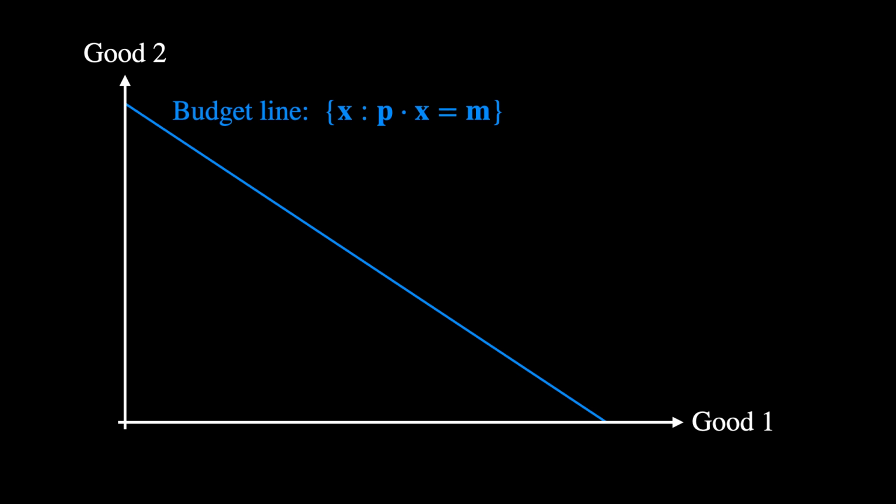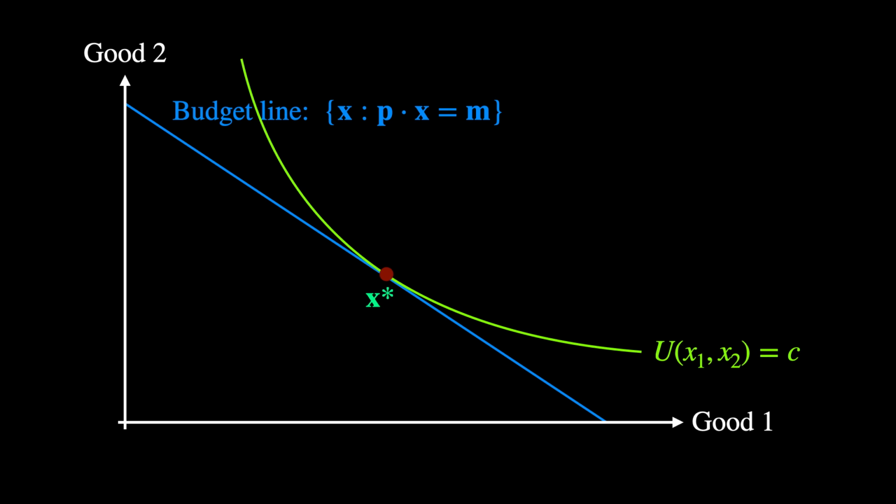So let's get back to the consumer's utility maximization problem. We know that the solution x star occurs where there is a tangency between the budget line and an indifference curve. The utility gradient vector at this point is perpendicular, and so is the price vector. Although the utility gradient vector and the price vector point in the same direction, this does not mean that they are the same vector. Their lengths may well be different.